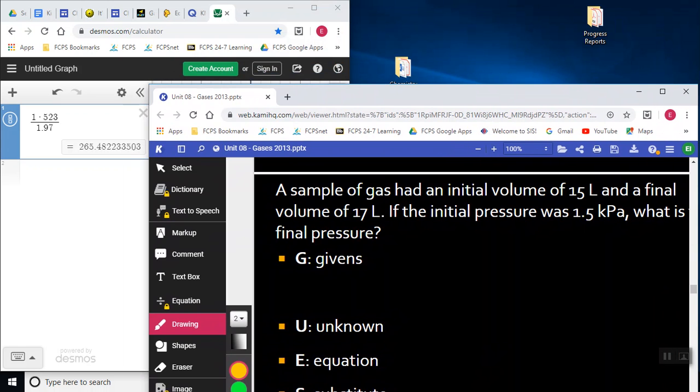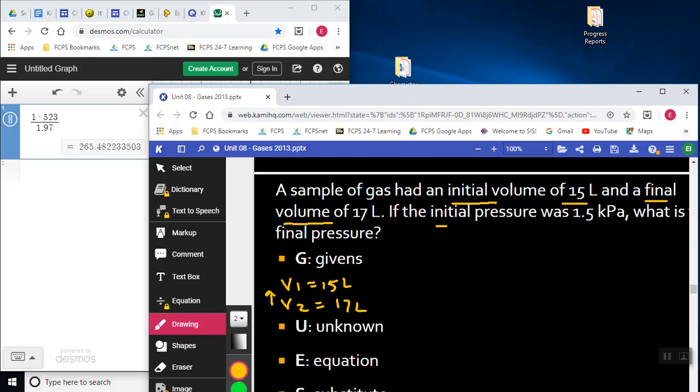All right, so a sample of gas had an initial volume, right? Initial means beginning, so my beginning volume is 15 liters. And then I have a final volume, right? So my final volume is 17 liters. So my volume went up, right? So my pressure is going to go down.